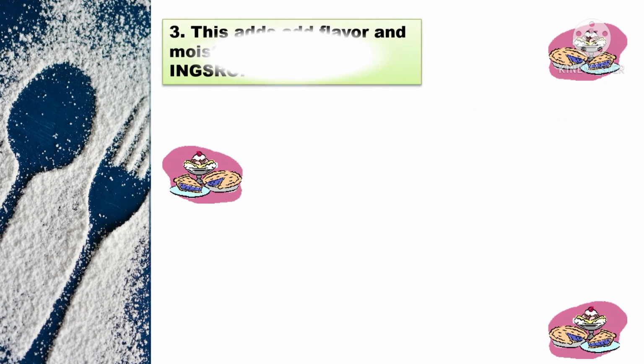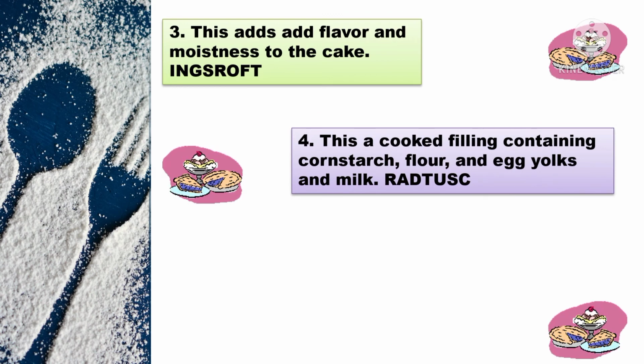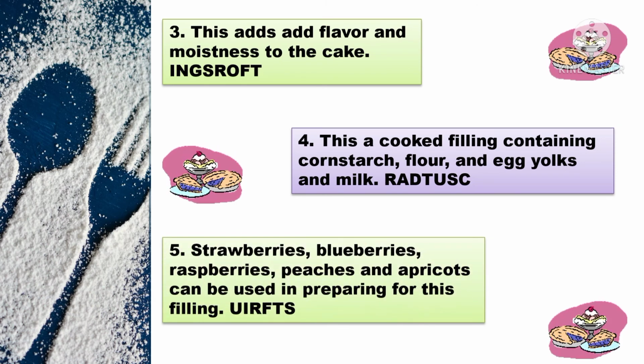Number 3, this adds flavor and moistness to the cake. Number 4, this is a cooked filling containing cornstarch, flour, egg yolk, and milk. Number 5, strawberries, blueberries, raspberries, peaches, and apricots can be used in preparing this filling. I will give you 15 seconds to answer.